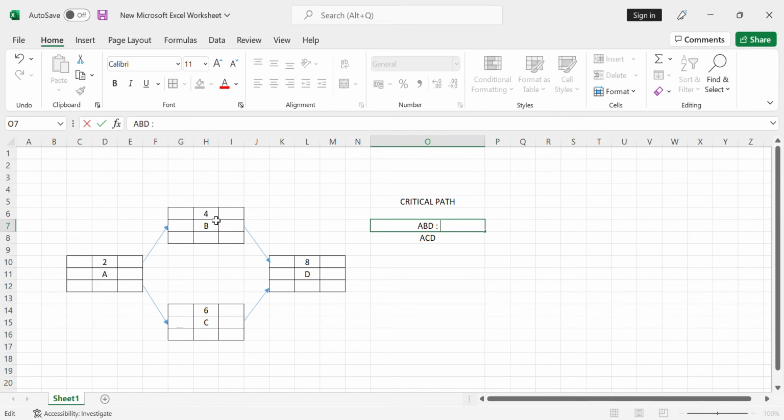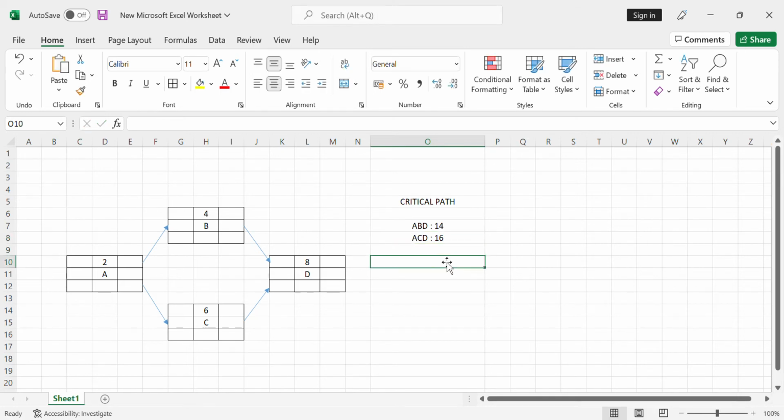So 8 plus 4 is 12, and 12 plus 2 is 14. So the total duration for A to B, B to D is 14, and for A to C and C to D it is 2 plus 6, 8, and 8 plus 8 is 16. So you can see the total of path ACD is 16 and ABD is 14. So which will be the critical path? ACD will be the critical path of this network.